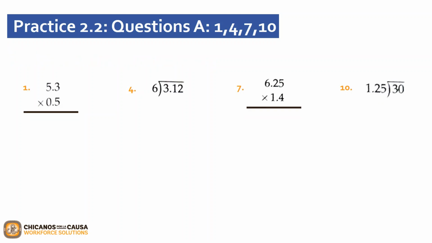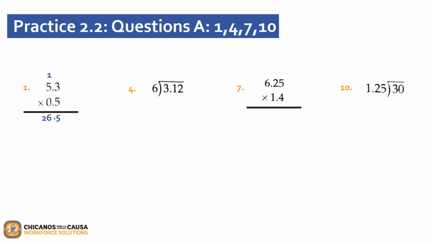Okay, so we're going to go ahead and work through these problems starting at problem 1. We have 5.3 times 0.5. So let's start at the bottom right-hand corner with 5. So 5 times 3 is 15. That means that we're going to carry over a 1. 5 times 5 is 25, plus 1 gives us 26.